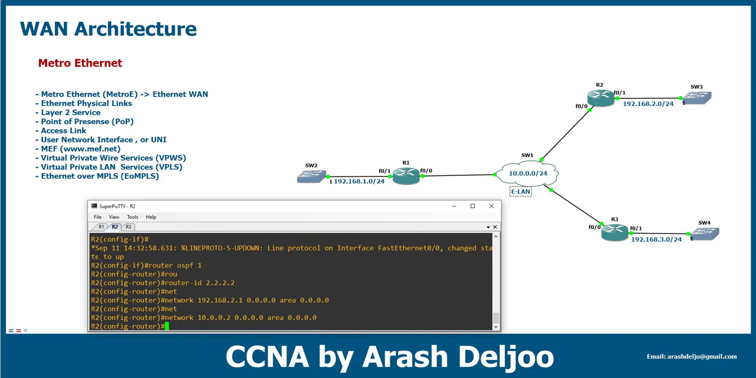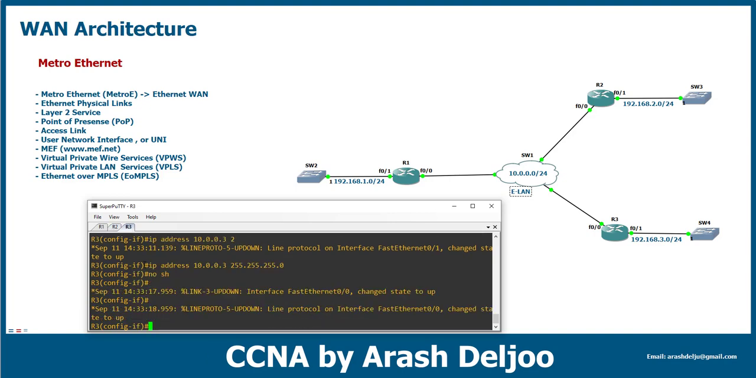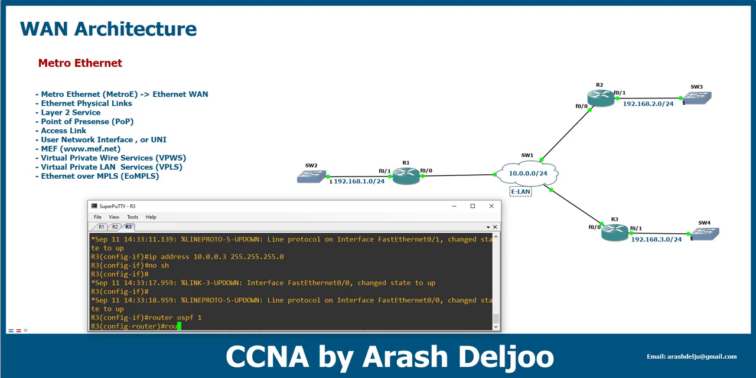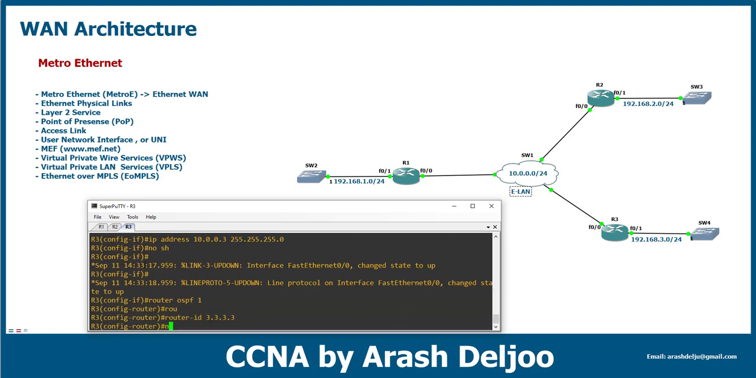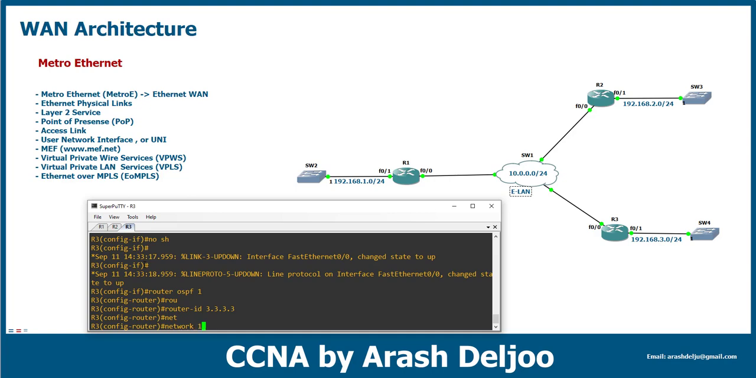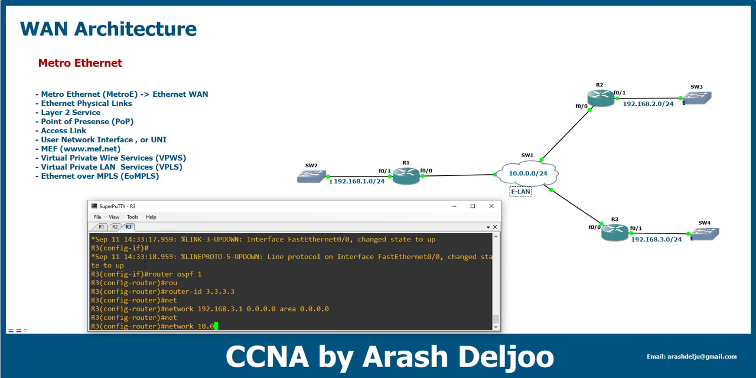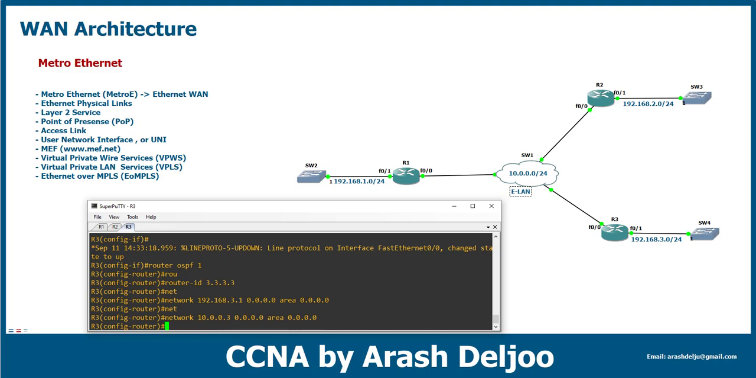That's it. And then router 3: router OSPF 1, router ID is quad 3, network 192.168.3.1 quad 0 area quad 0, and then network 10.0.0.3 quad 0 area quad 0. That's it. This is the configuration of OSPF. Now let me verify the result. We expect to have two OSPF neighborships between router 1 and routers 2 and 3.